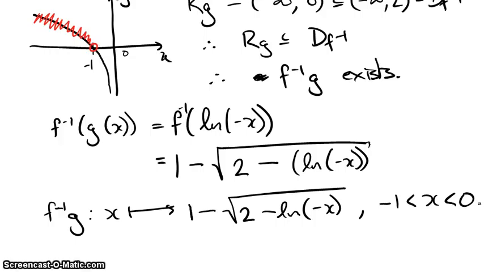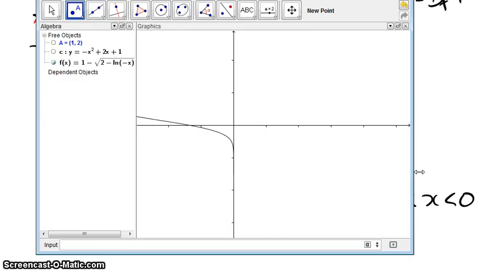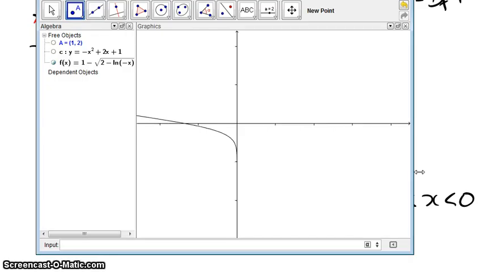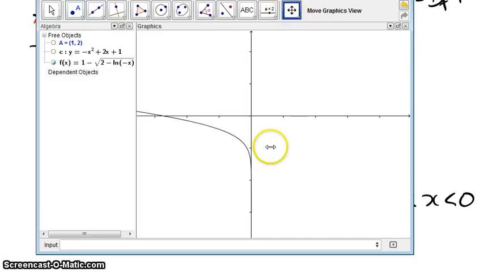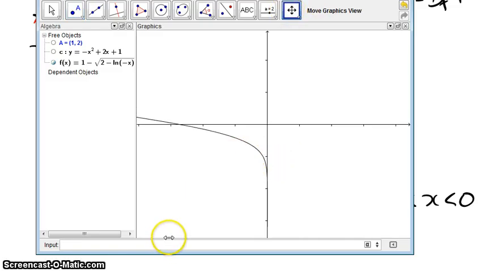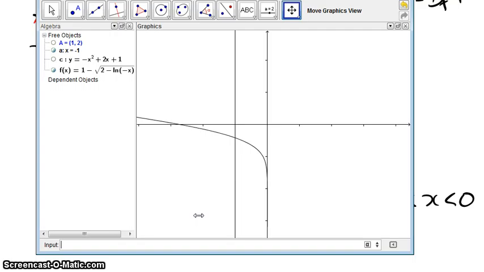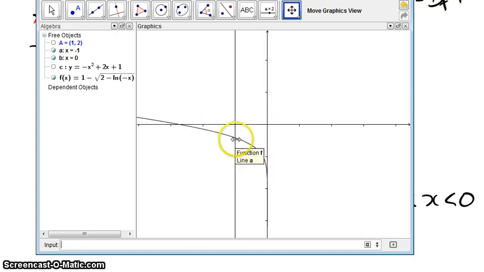Well, again, two ways of doing this. We could try putting the range of g into f inverse and see what we get. Easier way, however, may be just to use our calculator. So let's bring that up. So this is what our graph of f inverse g will look like. And it's got a pretty interesting shape, as you can tell. But I only want to consider numbers between x equals -1 and x equals 0, which is of course the axis. So what I'm going to do is find these 2 points of intersection.